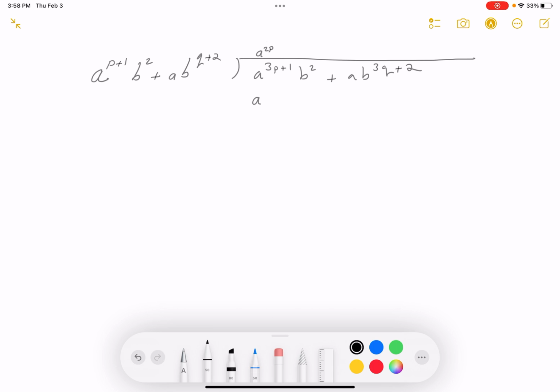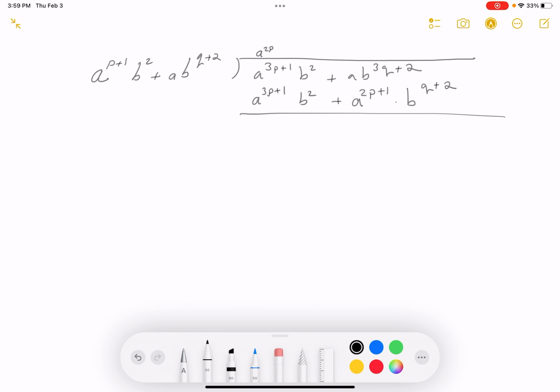So what do you get? A, 2p plus p is 3p plus 1. And then I do get the b squared. Now, don't think you're done yet. You have to distribute this. So what do you get next? Plus a to the 2p plus 1 times b to the q plus 2.